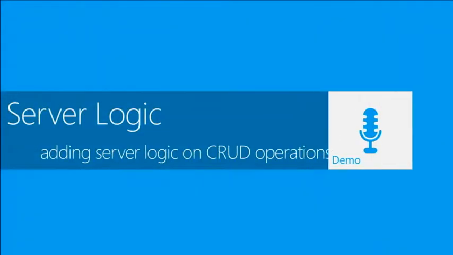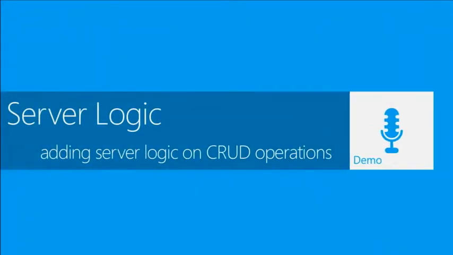So the first thing we're going to do now is take a look at adding some server-side logic, and I'm just going to do data validation. Specifically, what I want to do is say that I don't want to be able to save to-do items that are less than 5 characters, because that just doesn't make any sense to me.